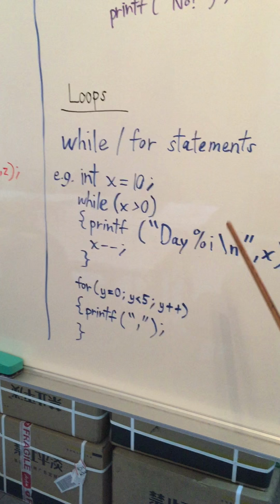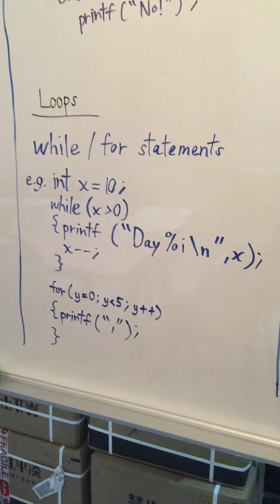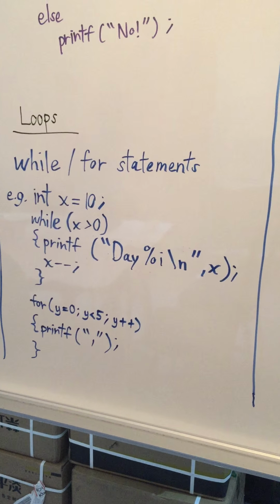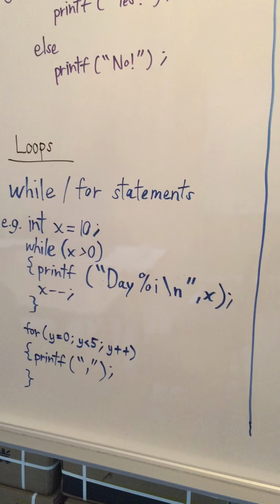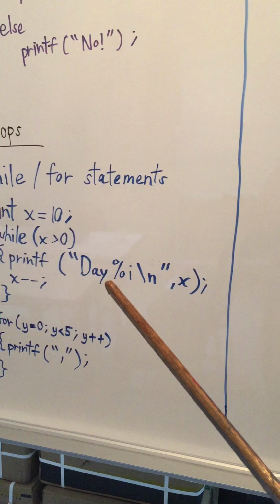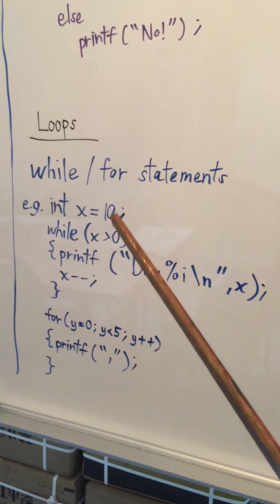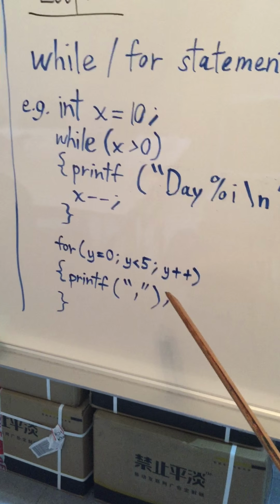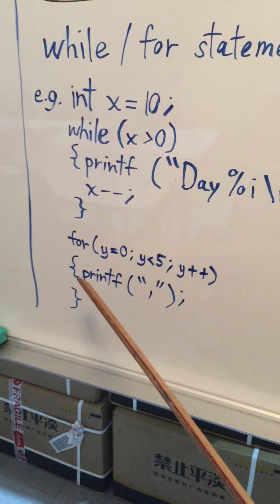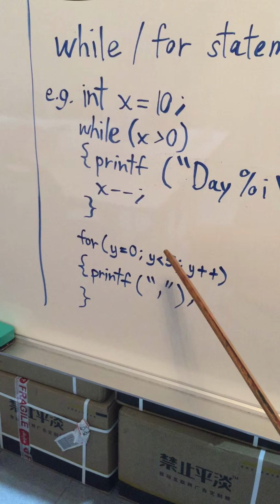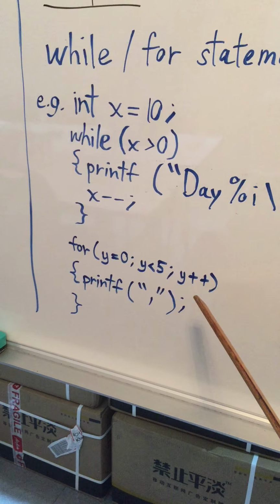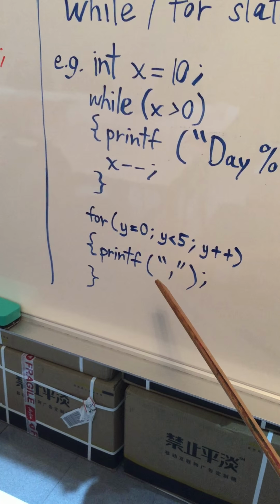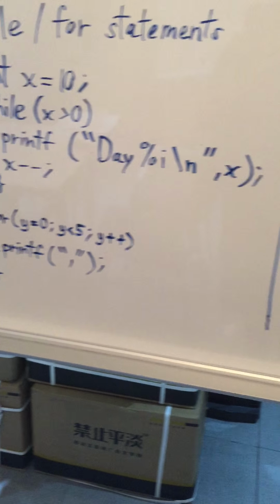So you print out day 10, day 9, day 8, day 7, day 6, day 5, day 4, day 3, day 2, day 1, and once it reaches day 1 the loop will end, since the condition is x is more than 0. An example of it using a for statement is something like this: for y equals 0, y less than 5, y plus 1. Based on this statement, you'll print a comma 5 times.